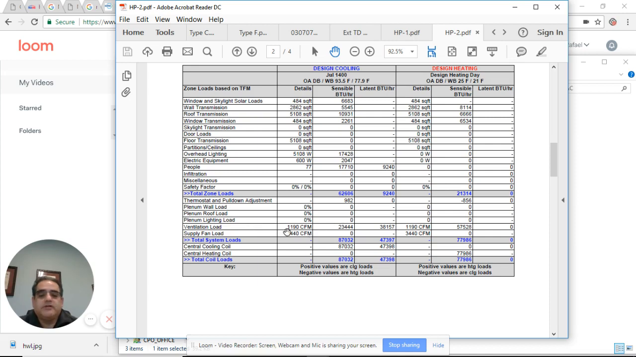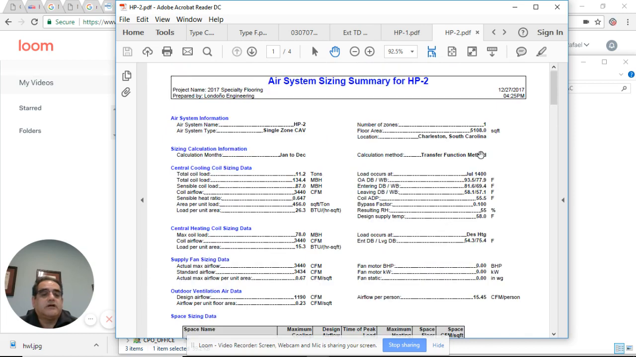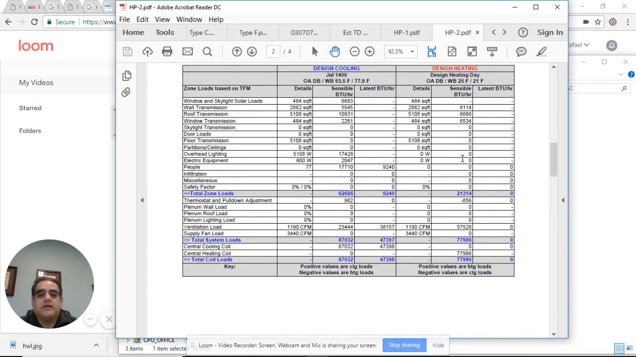And so we got to pay attention here that we're not putting too much outside air. This is a number we calculated, so we make sure we review this and that we didn't punch in the wrong thing. Garbage in, garbage out. So we got to go make sure that we punch in the right stuff. It's 1190 CFM in Charleston, South Carolina, and then it's 77 people. So those numbers are right.